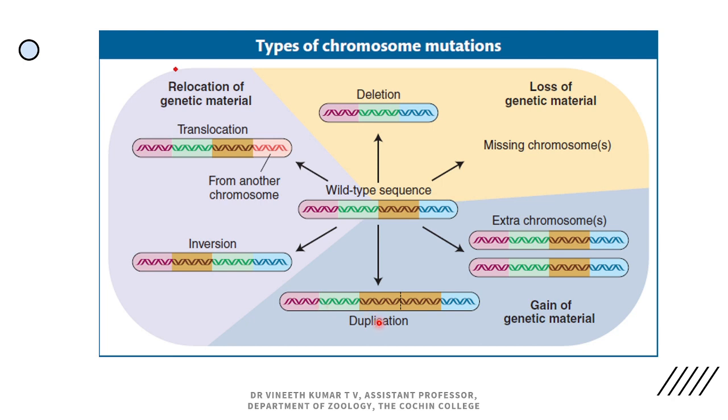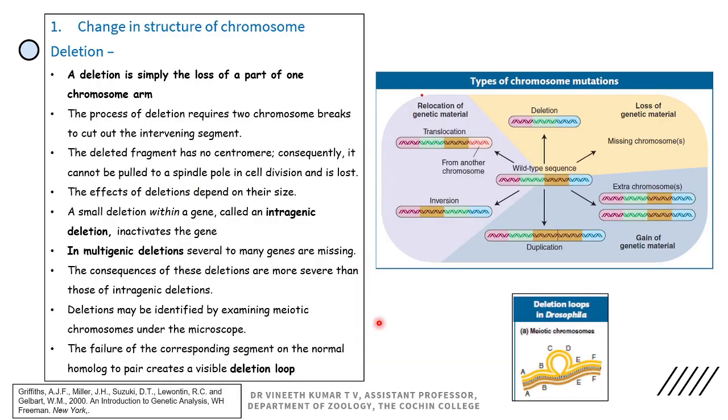So now we'll move on to the details of each one. First one will be deletion. In change in chromosome structure, the first one is deletion. So we are discussing this one where this portion is deleted in the new or the mutant chromosome. A deletion is simply the loss of a part of one of the chromosomal arms. The process of deletion requires two chromosomal breaks to cut the intervening segment. So two cuts will be there. As a result, this particular portion will be removed.